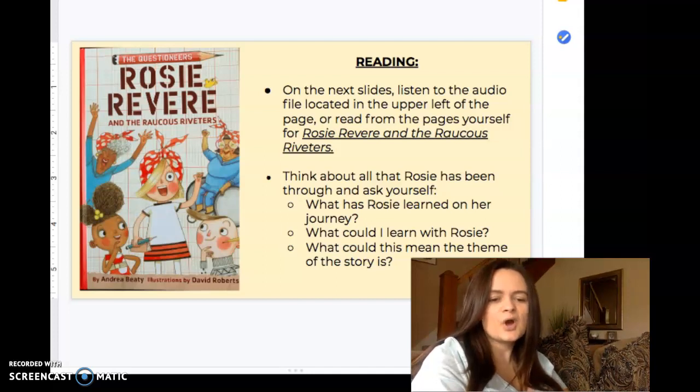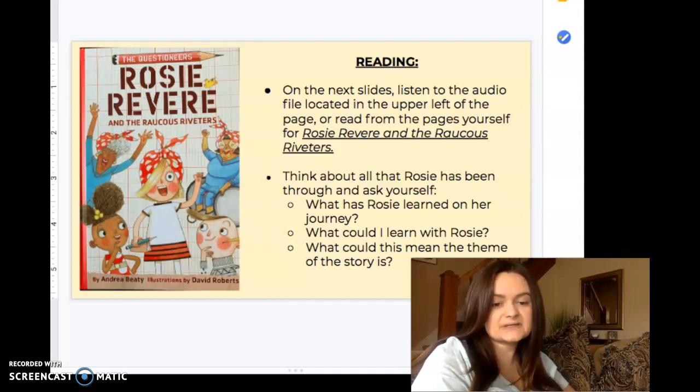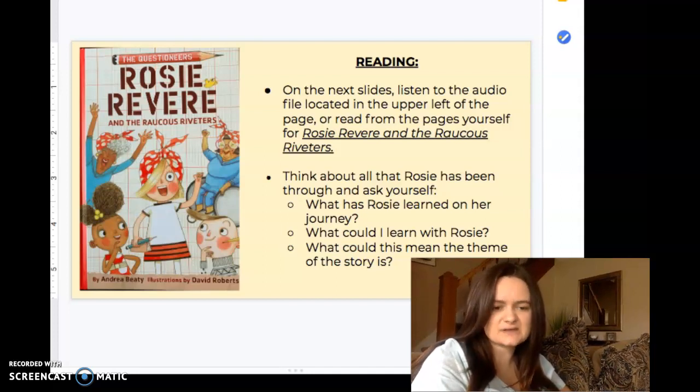Finding the theme will be a lot easier if you ask yourself what Rosie has learned along the way. You're going to see that at the end of the read aloud, I have put a slide of themes that we have gone over before in class. Your writing task today, you'll be using a graphic organizer to answer what the theme or life lesson of Rosie Revere is. And we're going to use that RACE acronym to help us answer this.